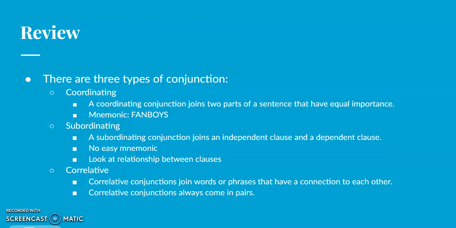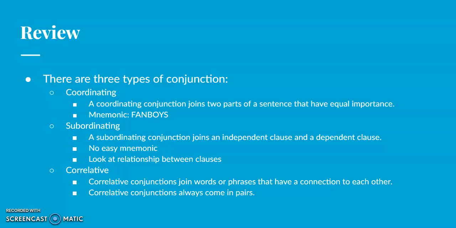So, to review, there are 3 types of conjunction that we looked at today. Depending on how specific your teacher wants to get, they can identify many more types, but for the most part, they're really just subcategories of these 3 main types. Coordinating conjunctions join 2 parts of a sentence that have equal importance. There is a discrete list of the coordinating conjunctions, but you can remember them with the mnemonic FANBOYS. They are for, and, nor, but, or, yet, so.